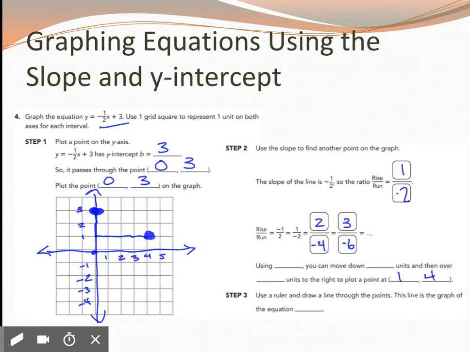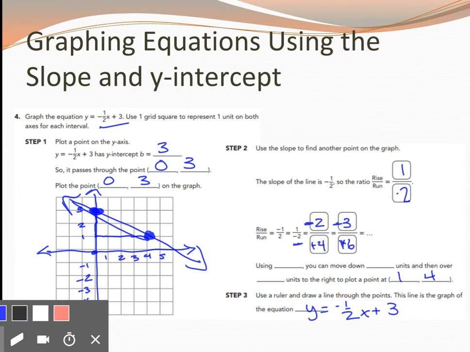So it didn't really matter which graph I made. I know that my slope is negative, so I want to be going down this way. So that's why I went down with my rise. When your slope is negative, use your top number as negative. Okay, so they say use a ruler to draw. I will have them available in class for you. But that is the line of the graph for y equals negative 1/2 x plus 3.